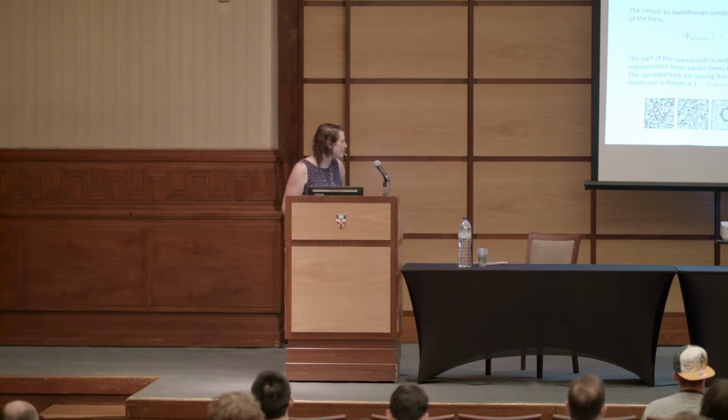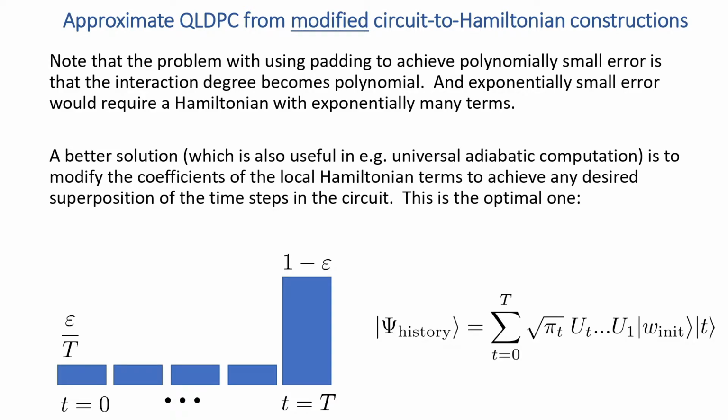Okay, so that is one way to increase the overlap with the desired code word. But actually, we use a more sophisticated way to do this that allows us to tune the error of our approximate code to be whatever we want. And we do this by using what we call modified circuit to Hamiltonian constructions.